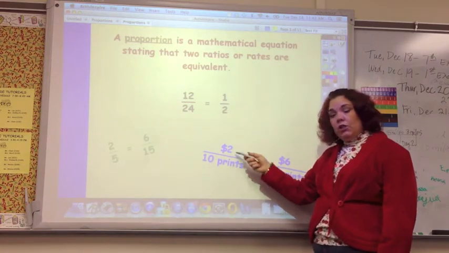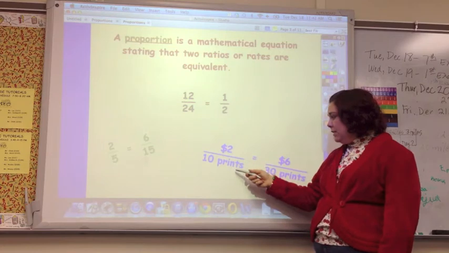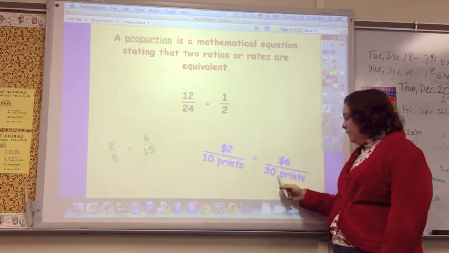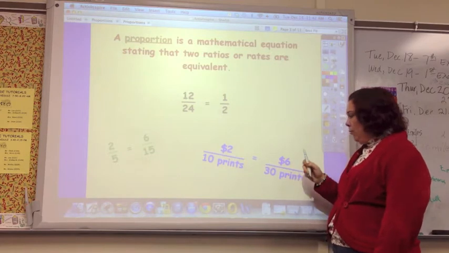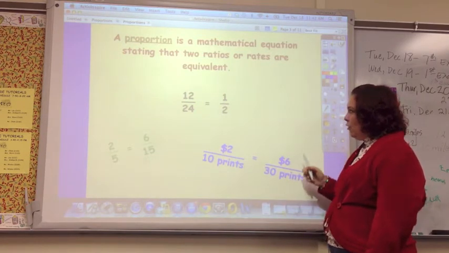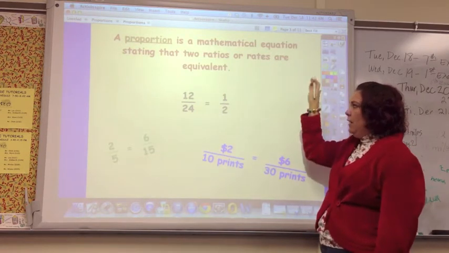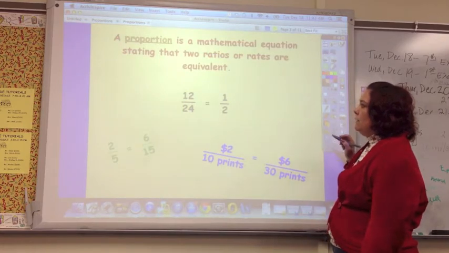If it costs $2 for 10 prints and you got 30 prints, it would be $6. So that's the way you do proportions, and you say that they're equivalent. So go ahead and write this down. Pause it and write this down.